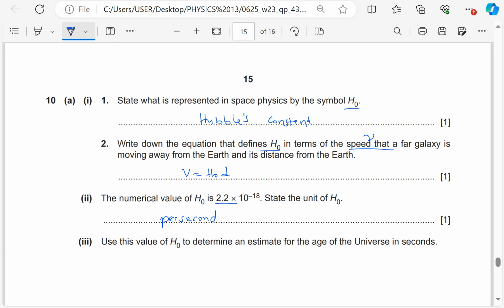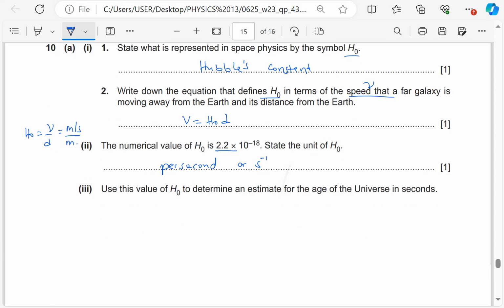Hubble's constant is per second because if H naught is equal to v divided by d, v is in meters per second and the distance is in meters, so you only remain with the per second. So the answer is per second, or you can write s to the power minus 1.